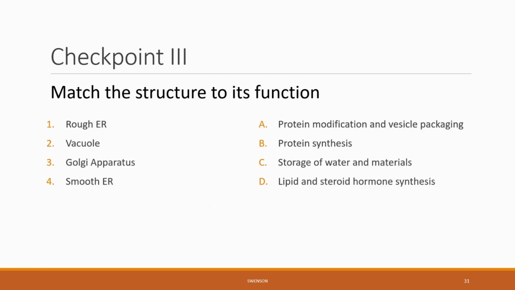Checkpoint 3, match the structure to its function. 1. Rough ER. 2. Vacuole. 3. Golgi Apparatus. 4. Smooth ER. A. Protein modification and vesicle packaging. B. Protein synthesis. C. Storage of water and materials. D. Lipid and steroid hormone synthesis.